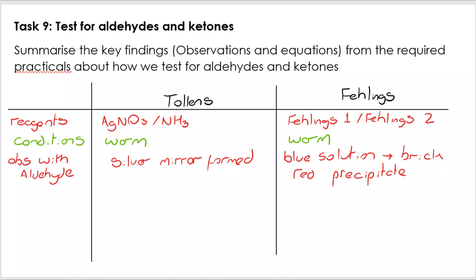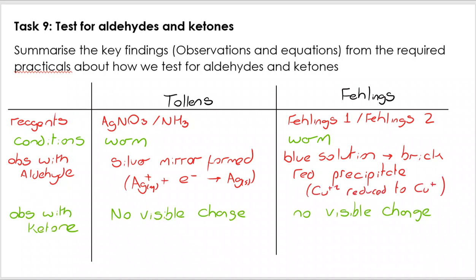Now we also know that secondary alcohols can be oxidized to a ketone, but they can't go any further. So actually when we use Tollens' and Fehling's, which are quite mild oxidizing agents, we get no visible change. So we get to see how this serves as a test. Positive test, aldehyde. Not a positive test, ketone. Same for both of them.